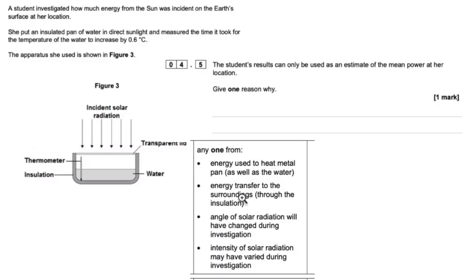Now, some of the energy is transferred to the surroundings, so it's possible that first the energy goes to the pan and then it just radiates into the surroundings, so the energy is wasted.